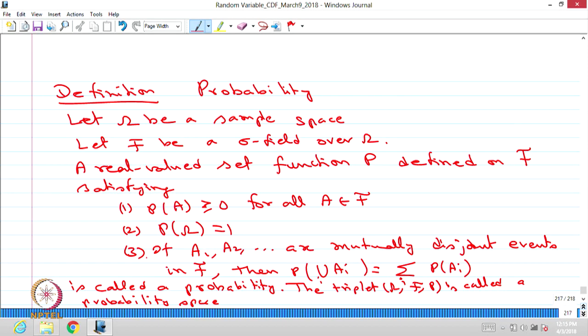I forgot to mention, this definition is called the axiomatic definition of probability.